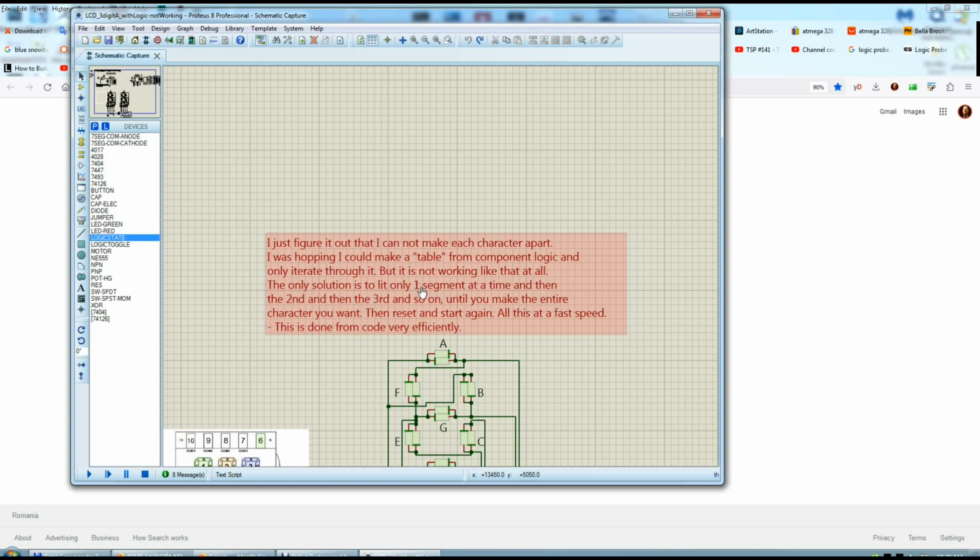The only solution is to light up only one segment at a time, and then the second segment. What I mean is, I have to light up only this A segment, then light up this B segment, then light up this C segment one by one, but not at the same time, to actually form a single digit from them. Like in parallel, all at once, I cannot do that. So you go until you make the entire character you want, but one by one, then reset and start again, and this at a very fast speed. This is done from code very efficiently.